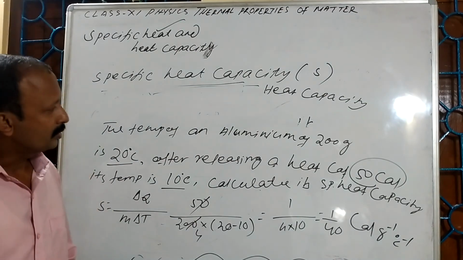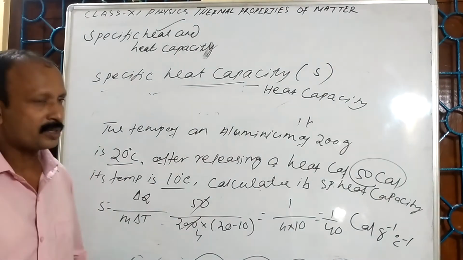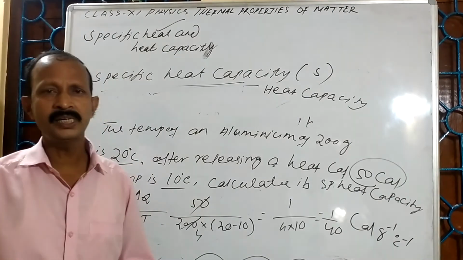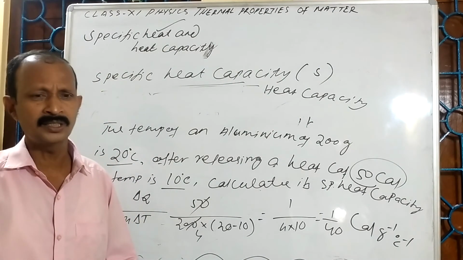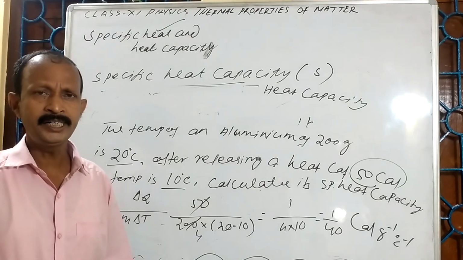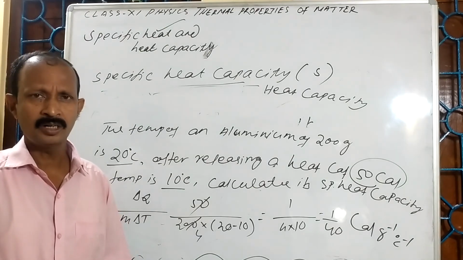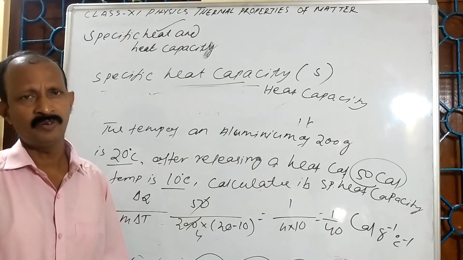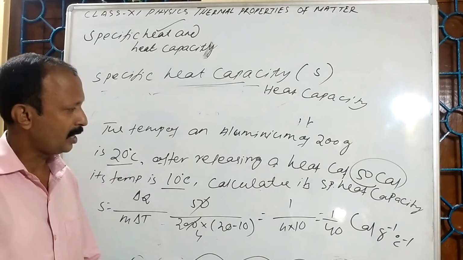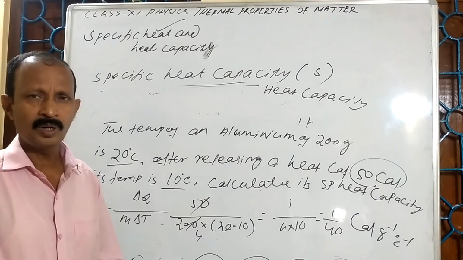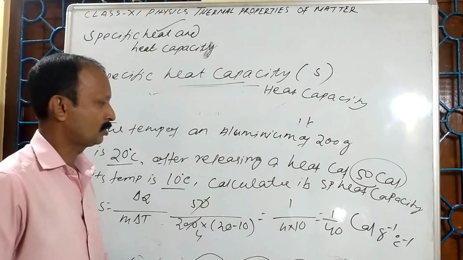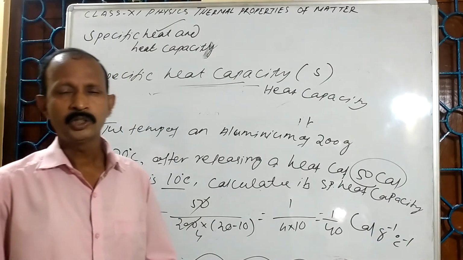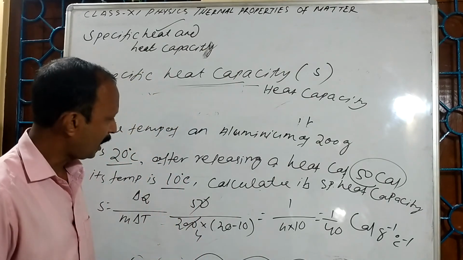So children, this is about the heat capacity and specific heat capacity. Different substances are there. Their heat absorbing or rejecting capacity is different. And specific heat, I said that it is one of the characteristic properties of the substance. So I hope that you might have understood today's class.